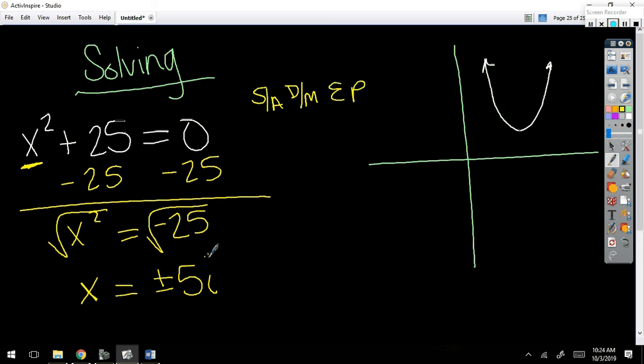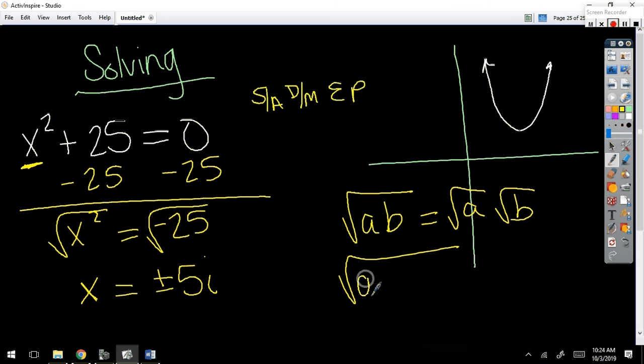Well, this is a property of square roots, but this is not. Why did you put the i? Because it's a negative under the radical. So any negative under the radical gives me an i.